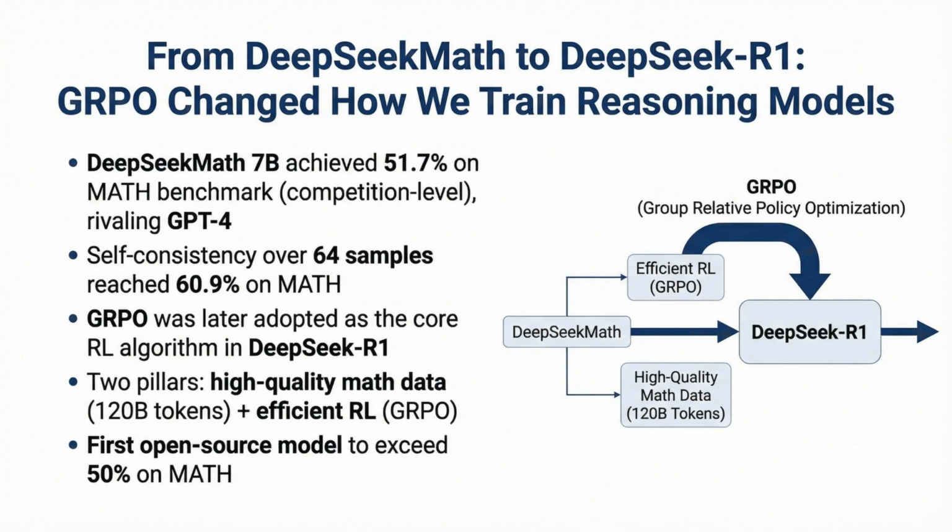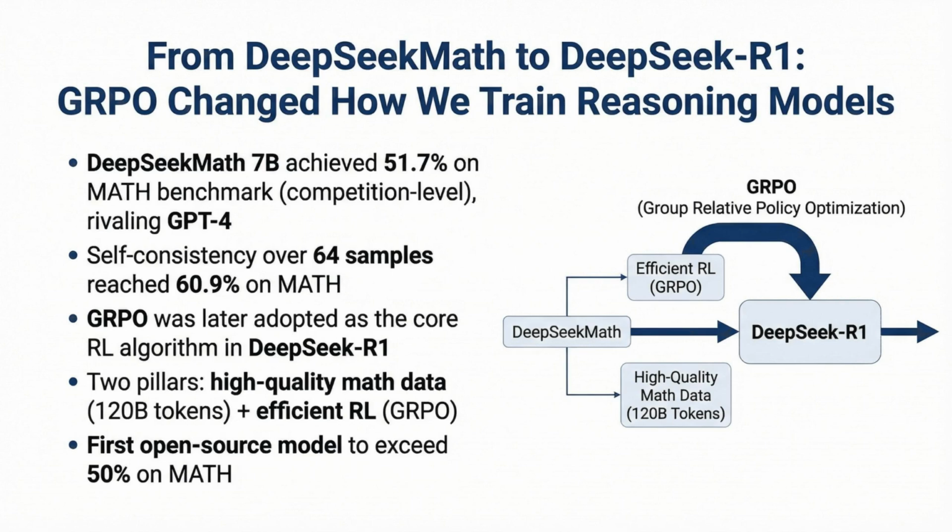The paper has two major contributions. First, they built a massive high-quality math dataset of 120 billion tokens from Common Crawl, using an iterative data selection pipeline. Second, and this is what we will focus on today, they introduced GRPO, a reinforcement learning algorithm that is both more memory efficient and more effective than standard PPO.